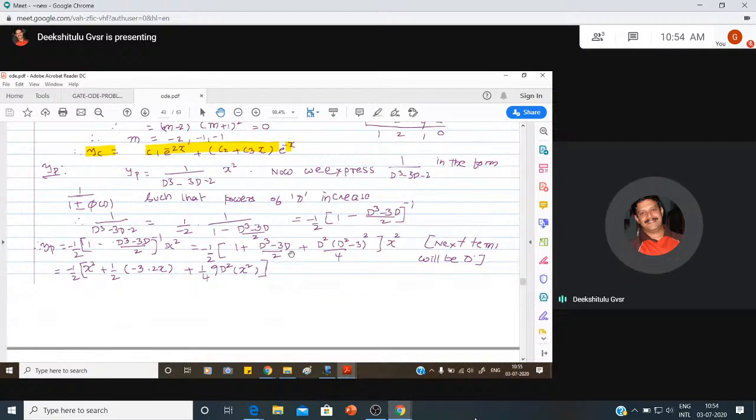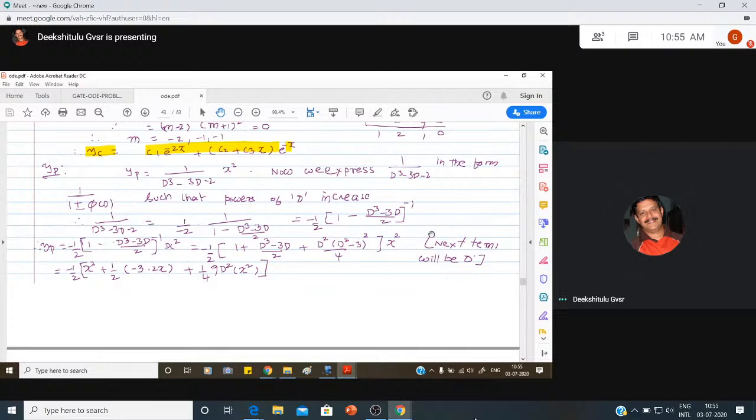1 plus D cube minus 3D by 2 plus D square into D square minus 3 whole square by 4, operating on x square. See, here I stop the series. I don't go beyond that. Why? Because the function is x square. What is the maximum derivative we can find? First derivative is 2x, second derivative is 2, third derivative is 0. There onwards, nothing is there.